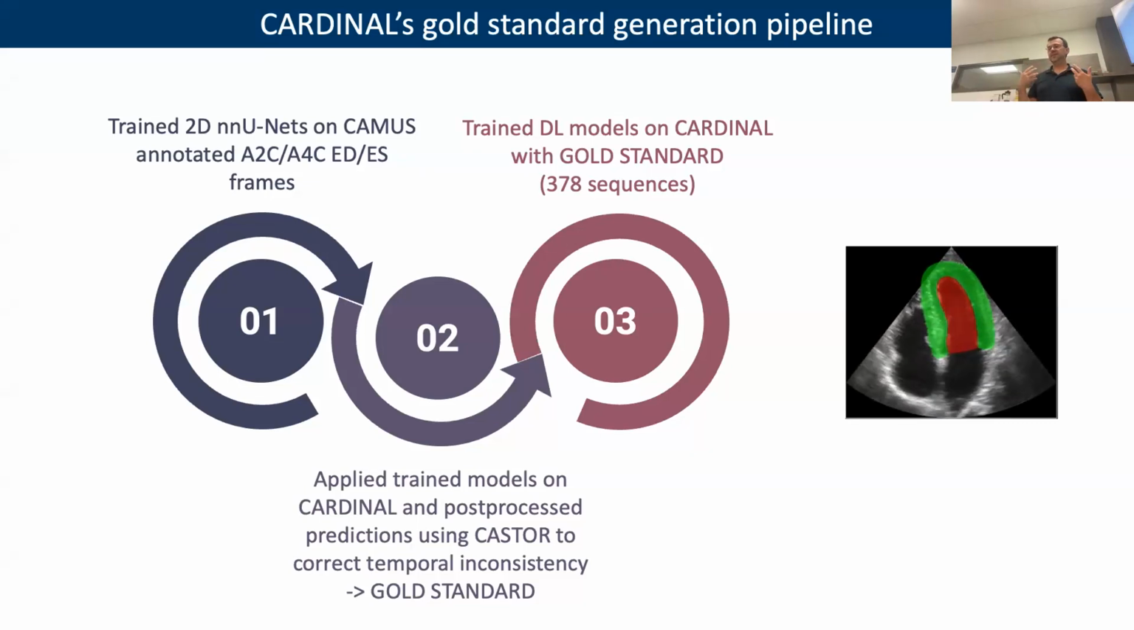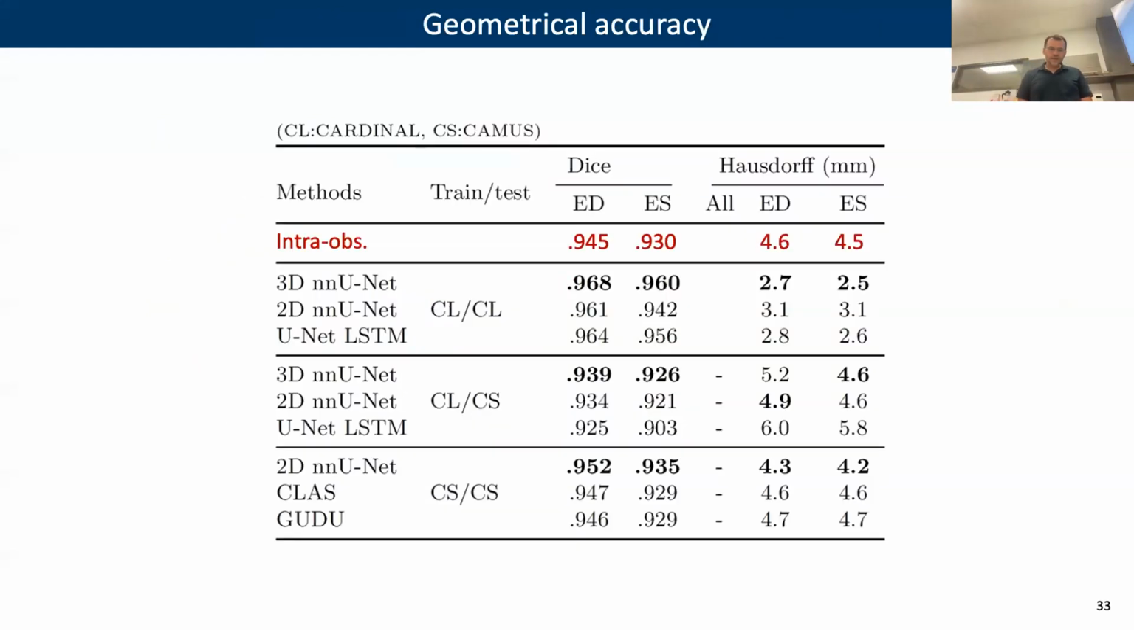The idea is that we have shown already that nnU-Net is an architecture that is sufficient to perform nice segmentation in 2D. Of course, we wanted to try if it also works well if you see the temporal axis as a new spatial axis and treat the full sequence as a volume. And it works very well, and I will show you the result. So the idea is that we then train a 3D nnU-Net on our gold standard and check what happens on a third data set. So this is the idea.